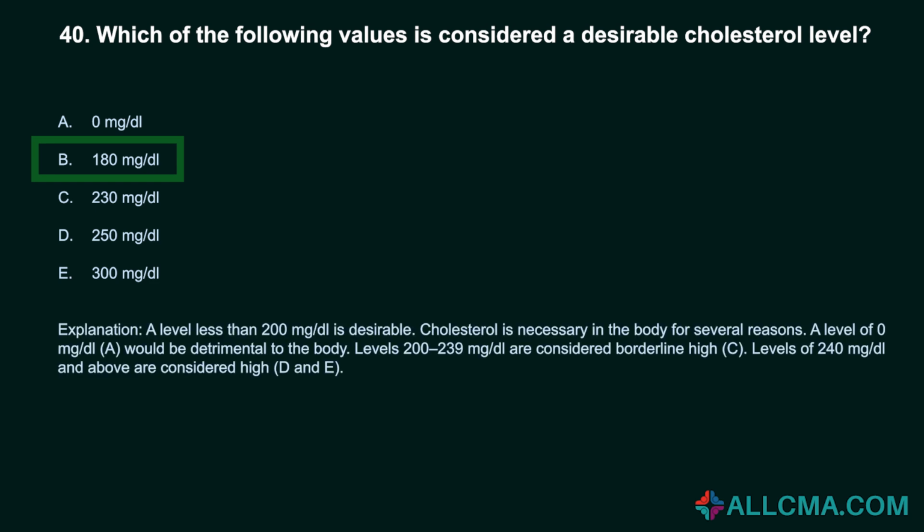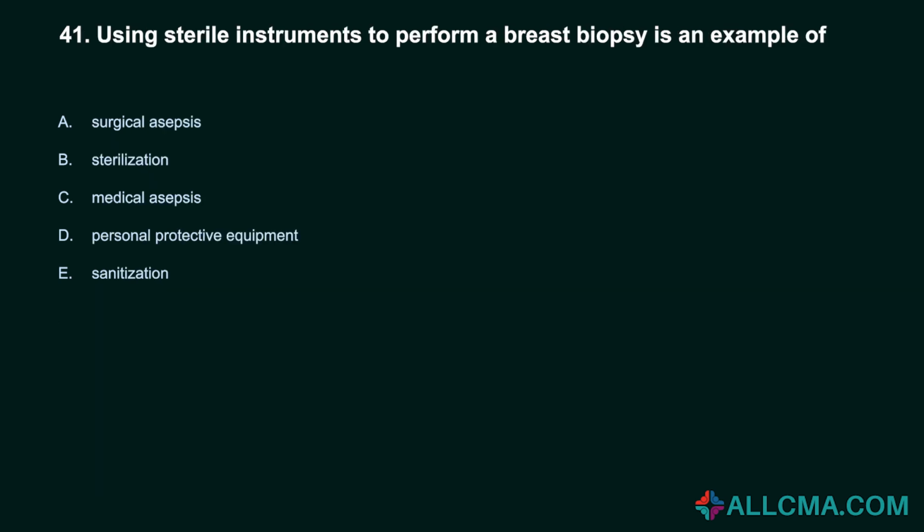A level less than 200 mg per dL is desirable. Cholesterol is necessary in the body for several reasons. A level of 0 mg per dL would be detrimental to the body. Levels of 200 to 239 mg/dL are considered borderline high, C. Levels of 240 mg per dL and above are considered high, D and E.